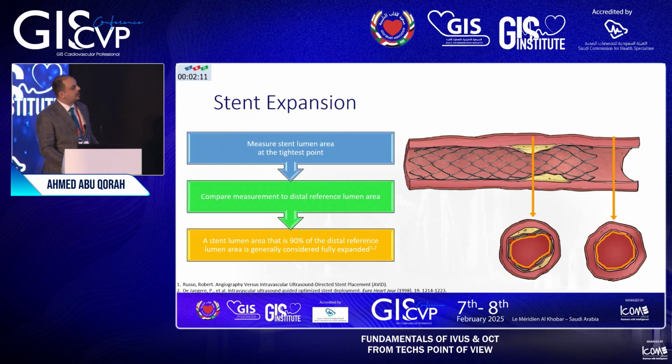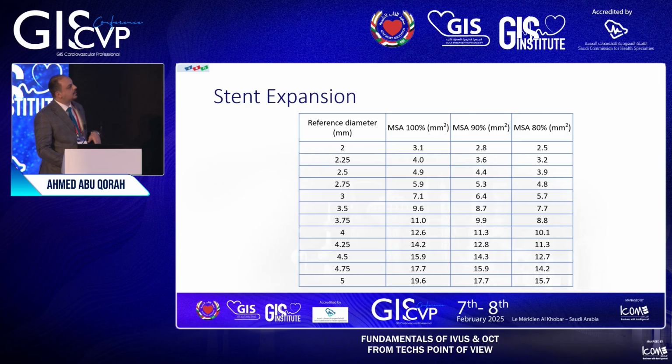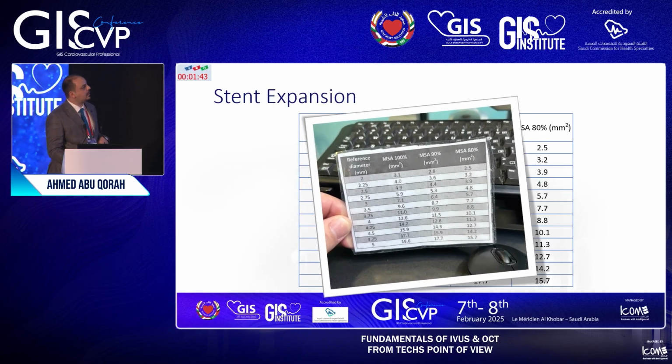Stent expansion. Measure the stent lumen area at the tightest point. Compare the measurement to the distal reference lumen area. And the stent is considered to have acceptable expansion if it's 80% expanded. 90% is fully expanded. These are the stent expansion areas, and I keep this one printed on my machines in OCT and IVUS. So, for example, if you have a 3.0 stent, it's very easy to compare the areas you have on the machine with the parameters here.